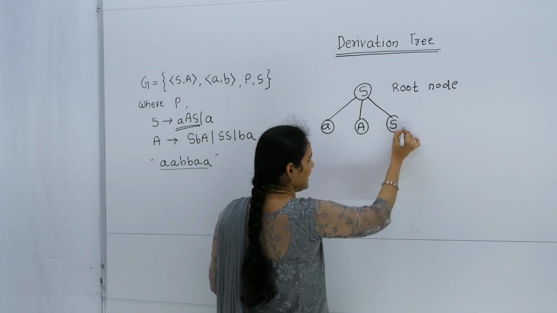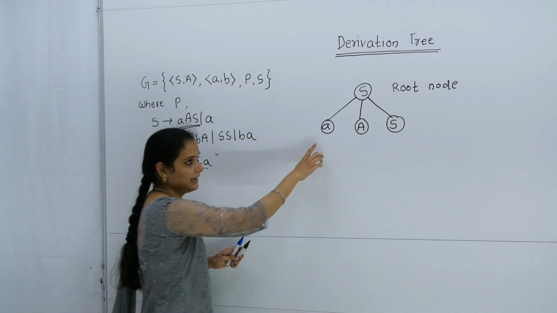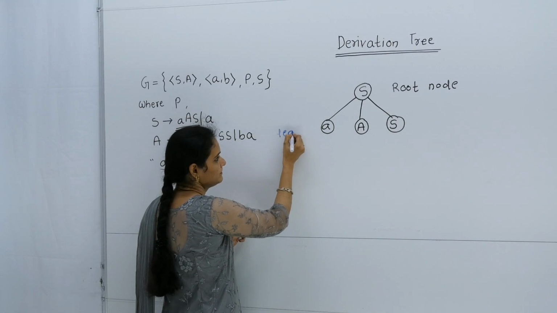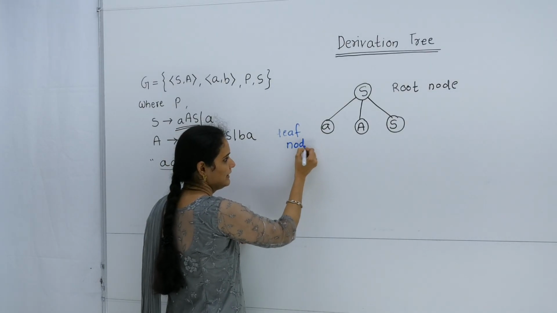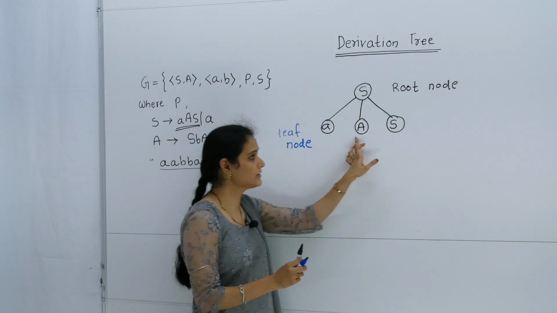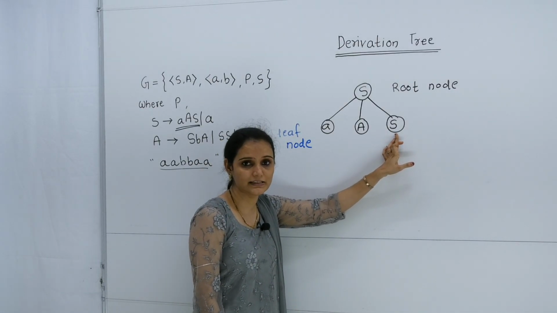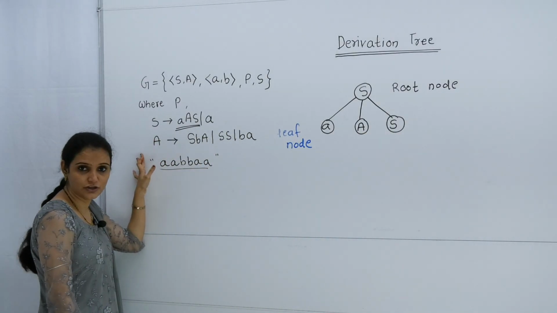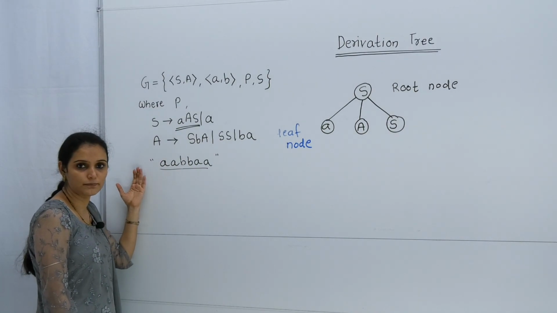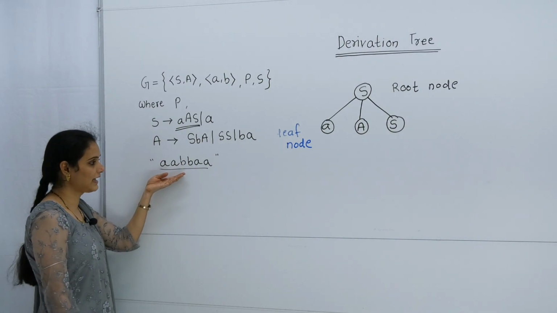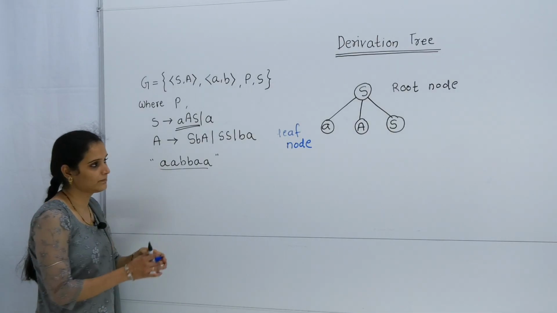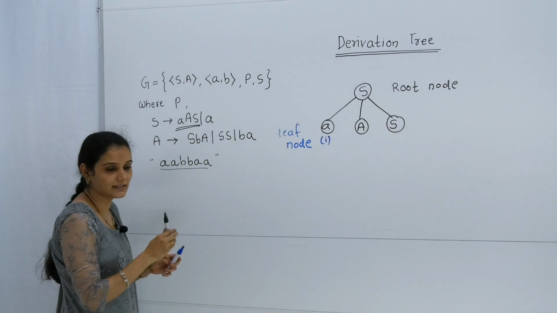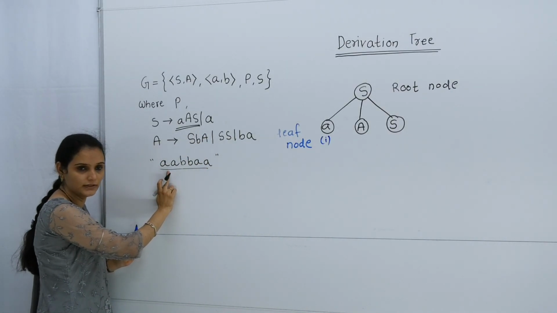Students, that a is nothing but a terminal symbol, which is called a leaf node, and these two vertices are nothing but non-terminals. For these non-terminals we have different production rules, and by using these production rules our task is to generate that particular string. The first symbol here I can write as this, which is the first symbol in the string which we are going to derive.